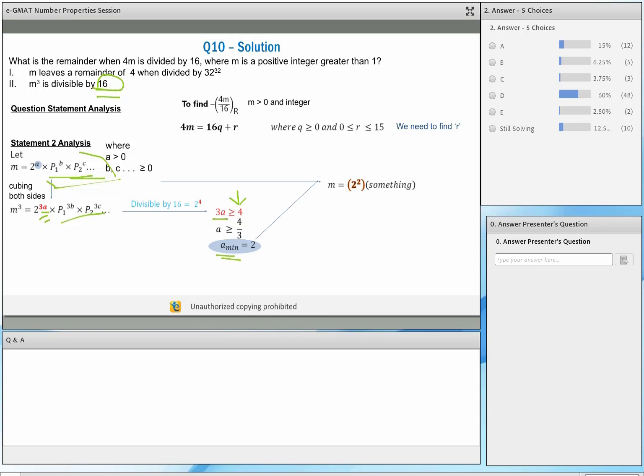now means that m is nothing but 2 squared times something, right? Which means that 4m will be 4 times 2 squared, right? Something followed by something, right? Which means 4m is nothing but 16 times something. It is a multiple of 16, which means remainder is 0, which means that statement 2 is also sufficient.